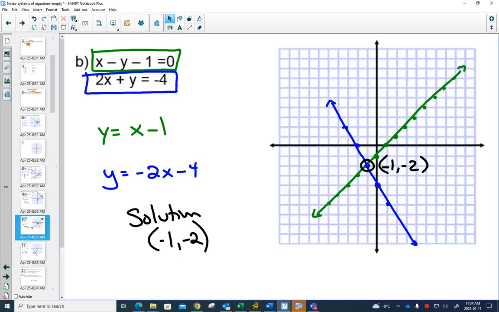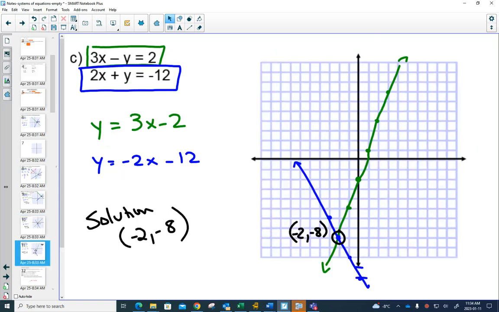Want to see the third one? Is everybody ready for the third one? I've gone to the second one a couple times now. Okay, let's go to the third one. Third one, the solution is negative 2, negative 8.